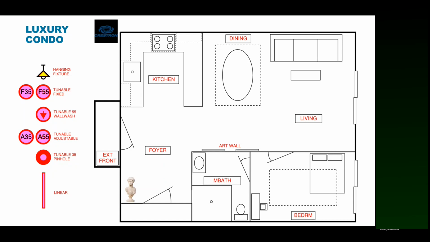Let's take a look at this conceptual floor plan for a luxury condo. This could be in a high-rise tower, a townhome, or a ski lodge, to name a few. It's an open floor plan. Kitchen, dining, living room, entry foyer, art wall, bedroom, bathroom. The tray ceilings in the dining room and bedroom are ideal for cove lighting. Some of Crestron's most popular configurations will be deployed throughout.